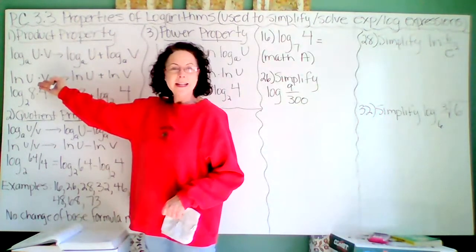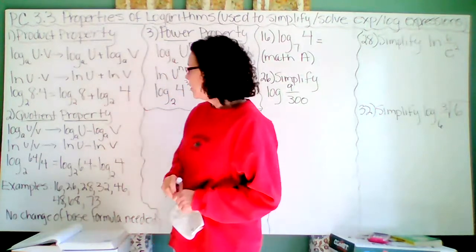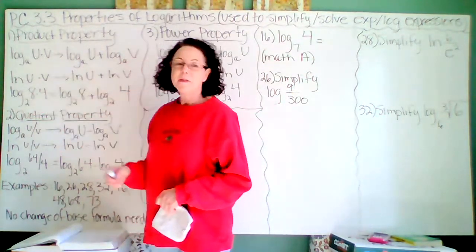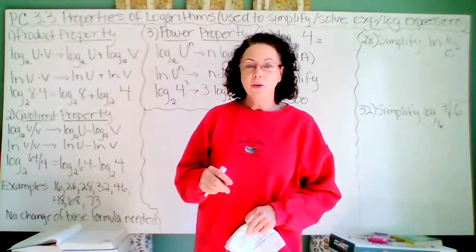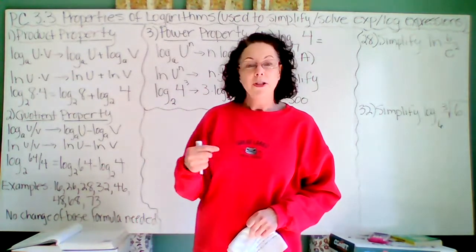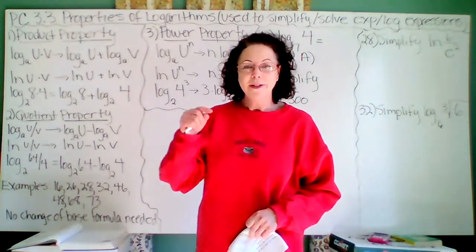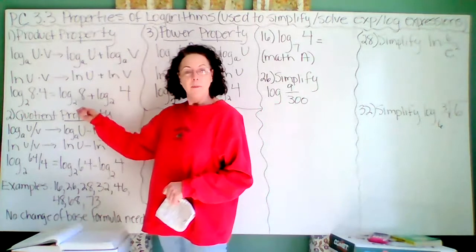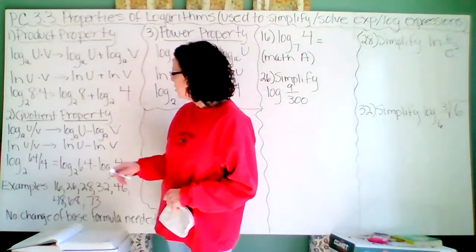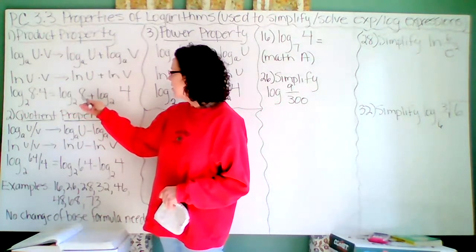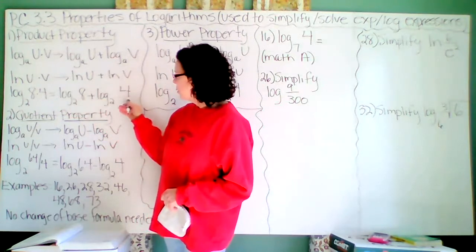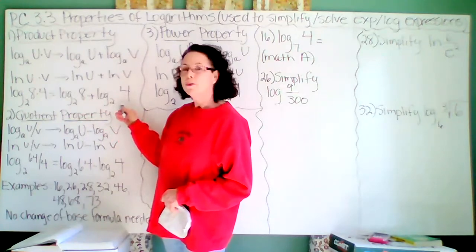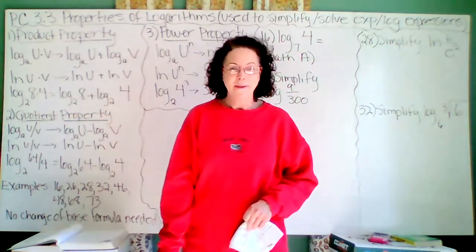As you see here, condensed, expanded. Let's look at an example. Log base 2 of 8 times 4 would be log base 2 of 32, which is an exponent of 5, right? 2 to the 5th is 32. Notice that when we have the expanded version, it would expand to log base 2 of 8 plus log base 2 of 4. Log base 2 of 8 is 3. Log base 2 of 4 is 2. 2 plus 3 is 5.